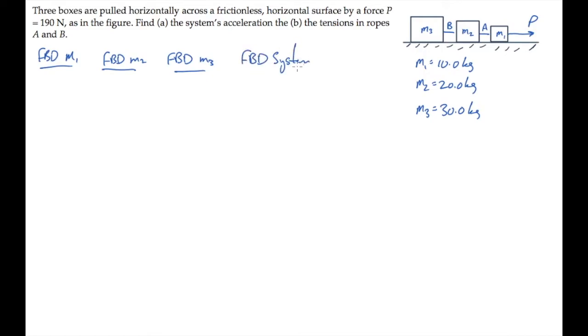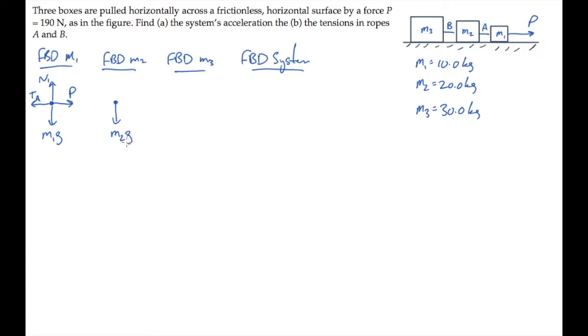Focusing first on box 1, we see there are 4 forces acting on it. Its weight is straight down. There's a normal force straight up. There is the pulling force, capital P, to the right. That's 190 newtons. And rope A acts on it with a tension T sub A to the left.